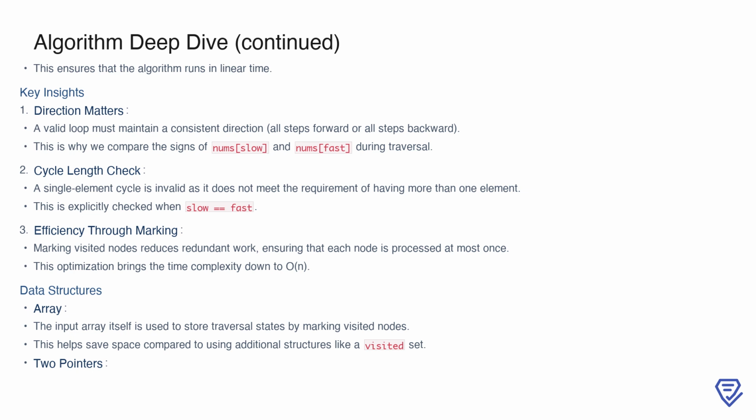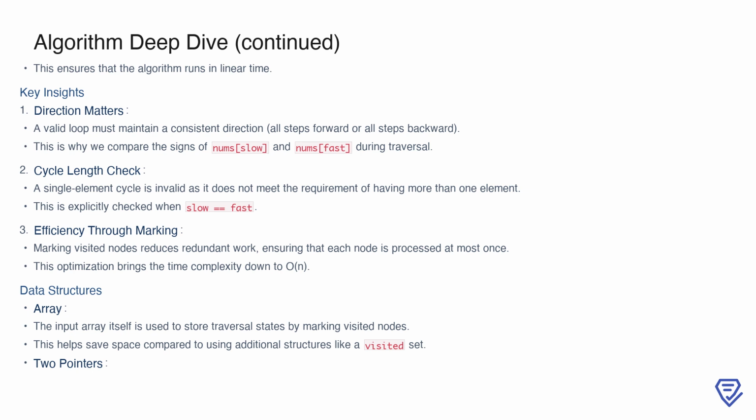A few key insights help us solve this problem effectively. First, the direction of movement is critical. A valid loop must maintain the same direction throughout the traversal, which is why we compare the signs of nums[slow] and nums[fast]. Second, the cycle length must be greater than 1; single-element cycles are explicitly invalid. Third, marking visited nodes reduces redundant work, ensuring that each node is processed only once, which brings the time complexity down to O(n).